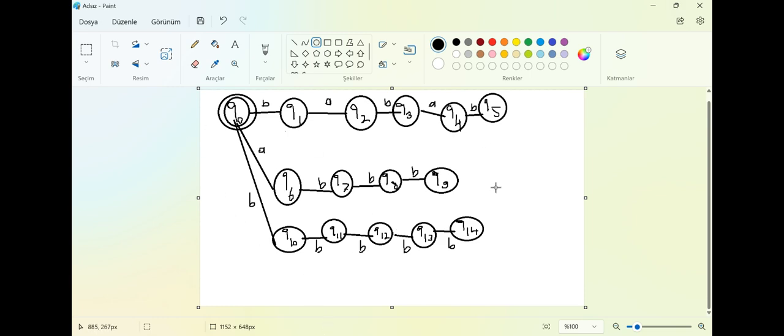Okay, this is the answer of the fifth question and the state diagram of the fifth question.